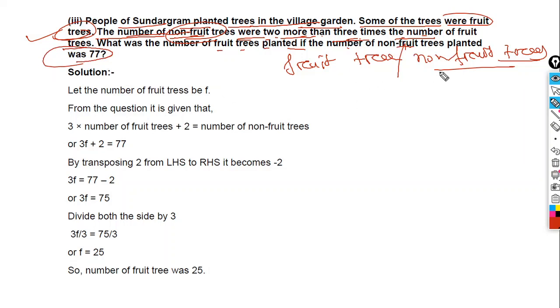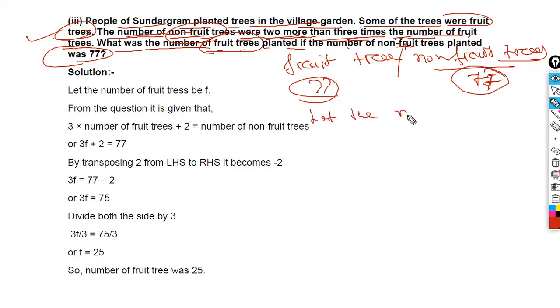So the number of non-fruit trees is given: 77. Very nice. So what is being asked? What was the number of fruit trees? This is what we need. Again read the question. The number of non-fruit trees was 2 more than 3 times the number of fruit trees. So let the number of fruit trees be f.